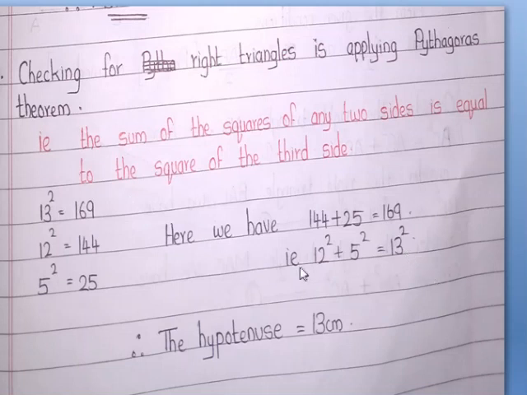That is, this is Pythagoras theorem. For this measurements, Pythagoras theorem is valid. So this is the measurement of right triangles. And you know the longest side of a right triangle is its hypotenuse. So the hypotenuse is 13 centimeter.